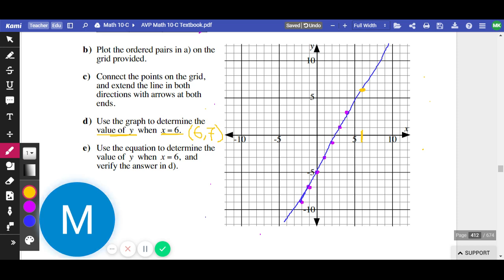You could do that over and over and over again. I can give you this graph and just keep asking you, what's your input when you have this output? What's your output when you have this input? So on and so forth.